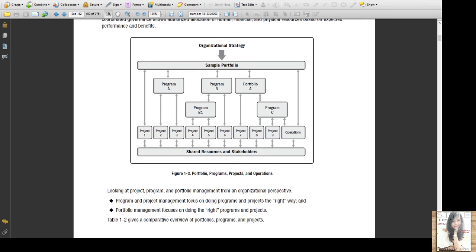So you will see the organizational strategy there. In Figure 1-3, it illustrates an example of how portfolios, programs, projects, and operations are related in a specific situation. Sample portfolio: Program 1, Program 2, Program B, Program C. This is shared resources and stakeholders, organizational strategy.